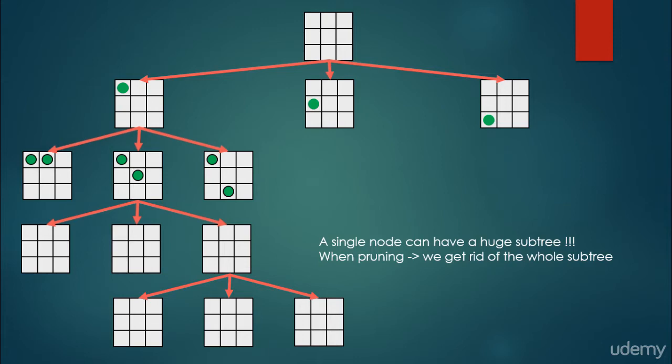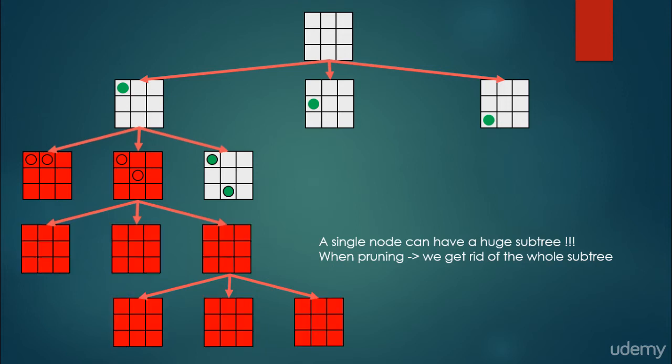And why is it good? Because we are going to get rid of so many nodes in our tree that it will be easy to traverse it with the help of a depth-first search, for example. So when pruning, we get rid of the whole subtree. For example, we come to the conclusion that these first two solutions are not going to be feasible because the 2 queens are able to interfere and attack each other.